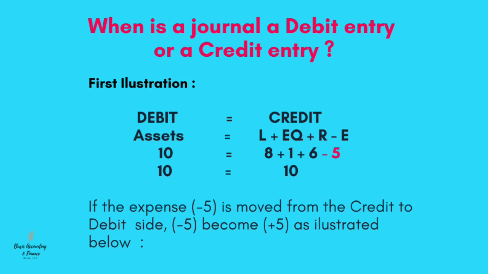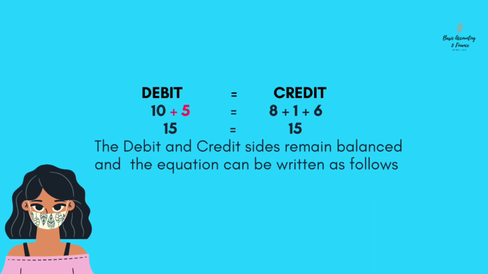Have a look at the illustration in this slide to understand when a journal is a debit entry or a credit entry. If the expense shown as the -5 in red is moved from the credit side to the debit side, it will become a +5 on the debit side. The -5 in red represents the credit side of the journal and the +5 represents the debit. In this slide, you can see from the previous slide the +5 in red we discussed, representing the debit side of the journal. The debit and credit side remain balanced as they always will, and the equation can be written as seen on the next slide.